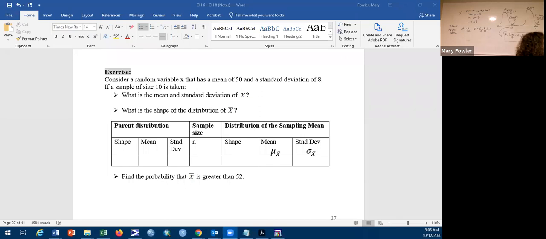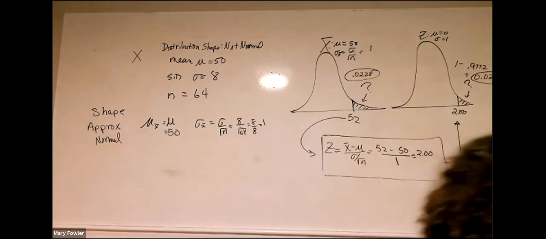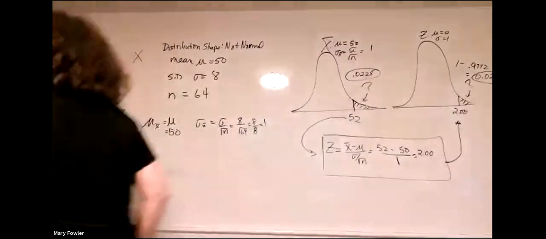All right, so the next problem has the same parent population, but with a different sample size. Consider a random variable that has a mean of 50 and a standard deviation of 8. If a sample of size 10 is taken, what is the mean and the standard deviation of X bar? What is the shape of the distribution of X bar? Okay, so it's the same problem, the same parent, but with a sample size of 10. So I'm going to go back to the whiteboard and let's move it on.